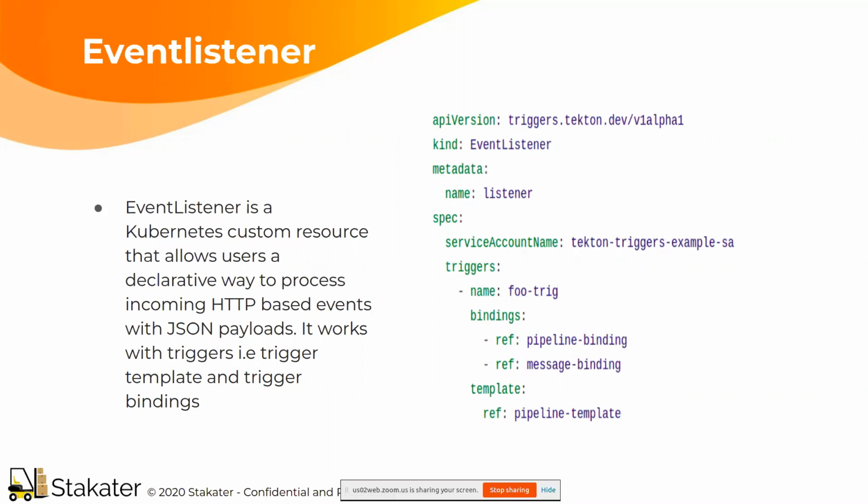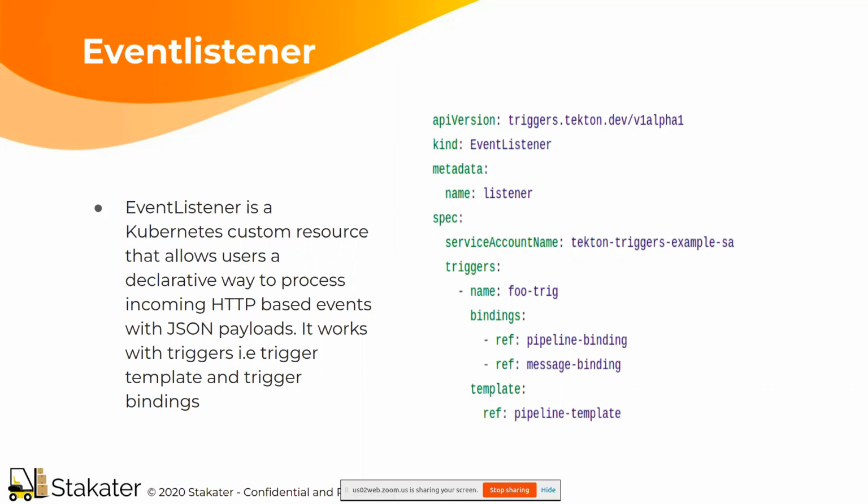And how does it start the pipeline? It starts with the trigger templates and trigger binding that I'm going to cover in the next 2 slides. So as you can see, EventListener is a Kubernetes custom resource that allows the user a declarative way to process incoming HTTP-based events with JSON payload. It works with the triggers, that is trigger template and trigger binding. So EventListener is an entity that listens for the event, and it does nothing else. It just passes those requests to the triggers. And what those triggers are, we will cover later.